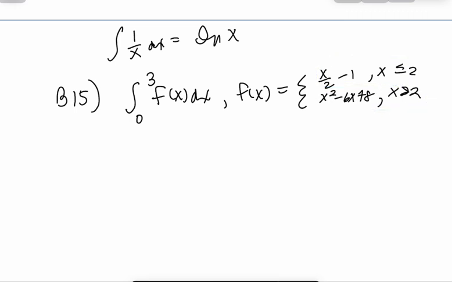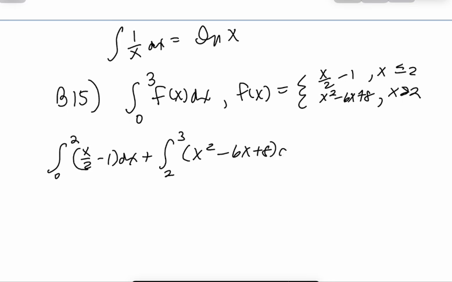So we're going to rewrite this. From 0 to 2, I'm going to use x over 2 minus 1. And then from 2 to 3, I'm going to use x squared minus 6x plus 8. So that's just the key there. The key is the fact that our functions start over from 2 to 3 and then from 0 to 2. Did you get it? Okay.